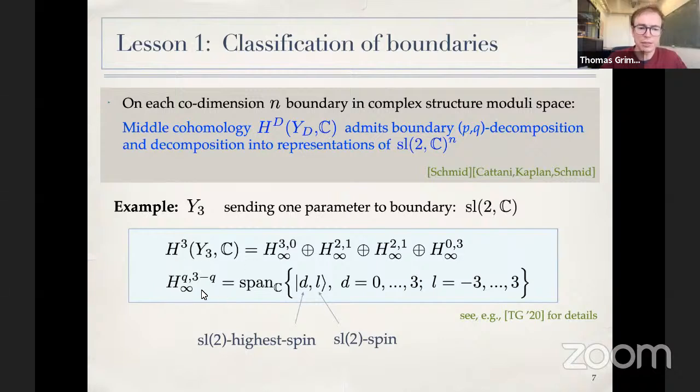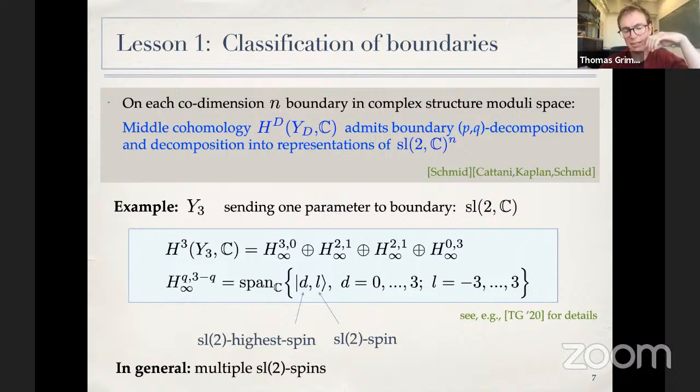In fact, each of these (p,q) spaces can be further decomposed into spin eigenstates of this SL2. That means that depending on what kind of boundary I find, I get a different (p,q) decomposition and a different spin SL2 representation, a finite-dimensional SL2 representation. In general, for multiple spins, this is much more complicated, but it still works. And in fact, these SL2s commute with each other, so you really can associate SL2 labels. It's maybe an interesting fact that it took mathematicians about 10 to 13 years to understand the generalization from the one-dimensional case to the multidimensional case. So this is from this paper to this paper.